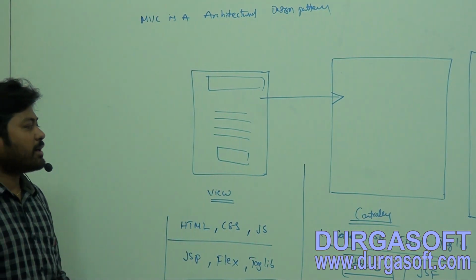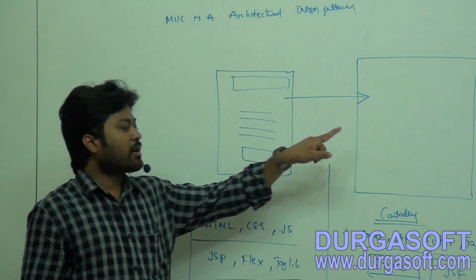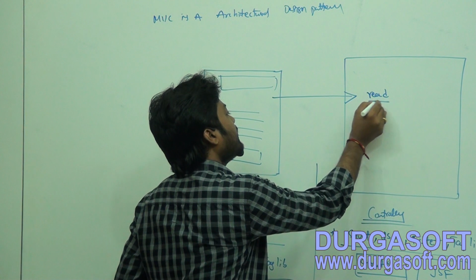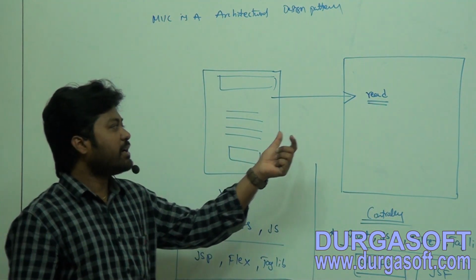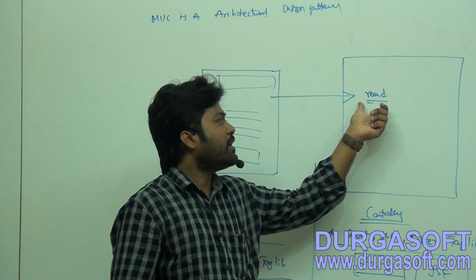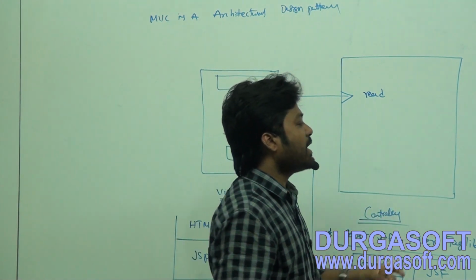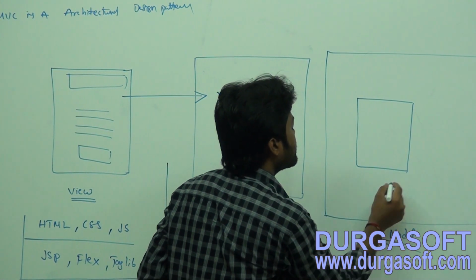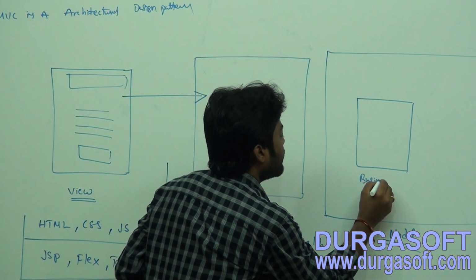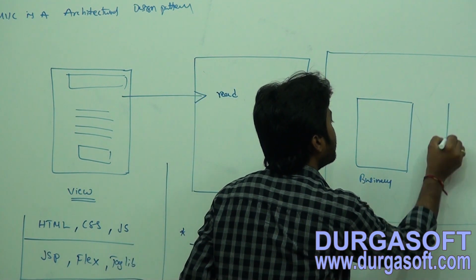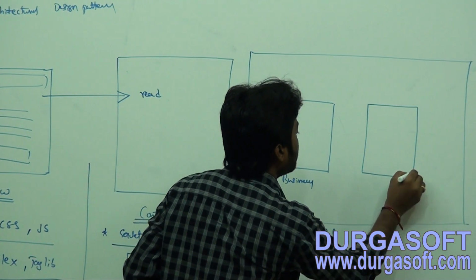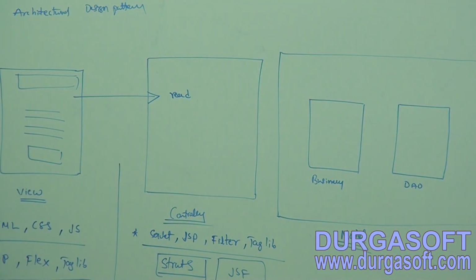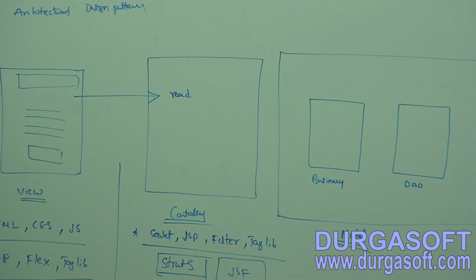Then coming to the model part, when I submit data from presentation layer, the controller's responsibility is just to read the data which is coming from presentation layer. After reading data, it needs to process it. To process data, it needs to send the same data to the model layer. In this model part, you can divide your model into one business layer and one data access layer, the DAO layer.